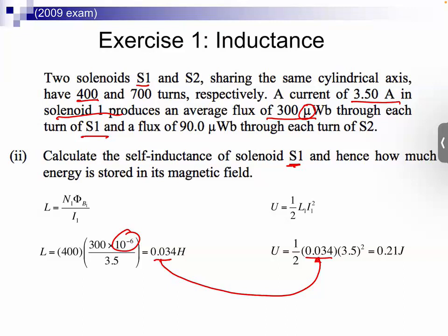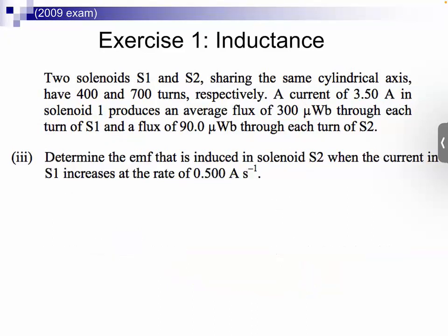Right? Good. And then how much voltage or EMF is produced in solenoid 2 when the current in S1 increases at a rate of 0.5 amperes per second? So the current is now changing 0.5 amperes every second. Because of the change in current, you induce a voltage in solenoid 2, and that's what you want to find.